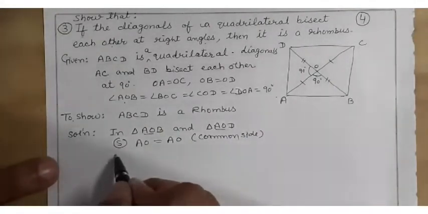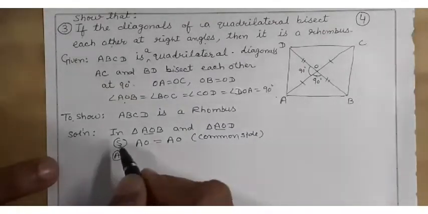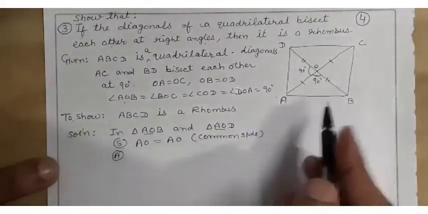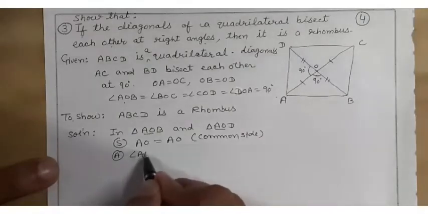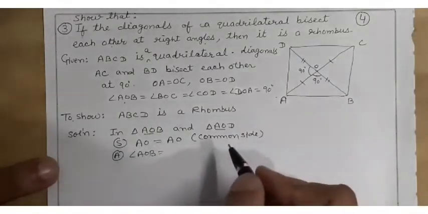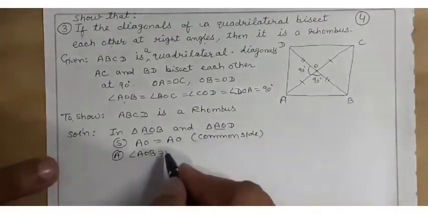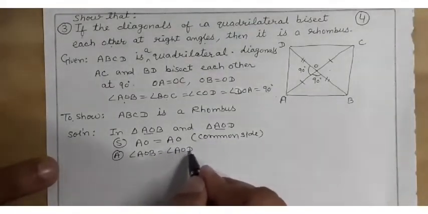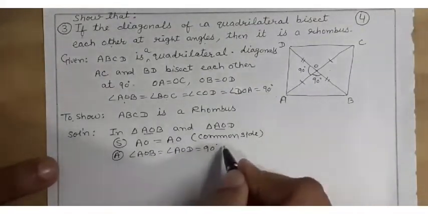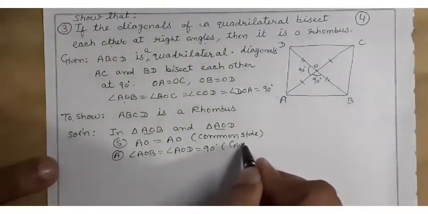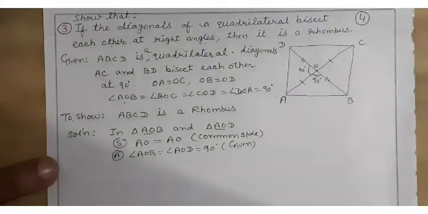Okay. And second, I am taking angle. It is given, no? Angle AOB should be equal to angle AOD. And it is given to you as 90 degrees in the question. Okay, this is your angle.